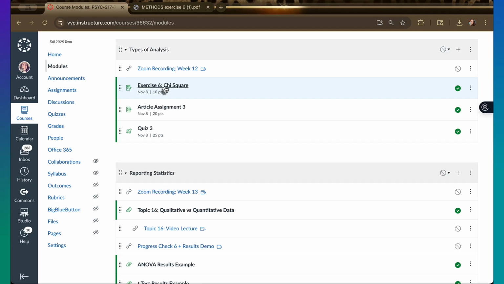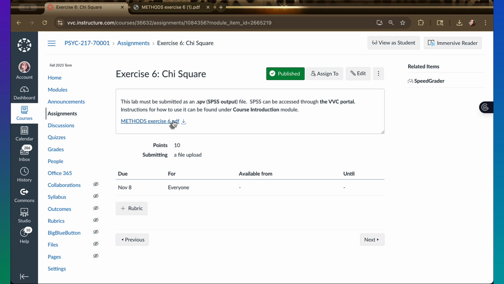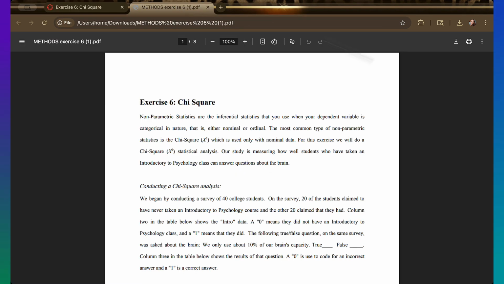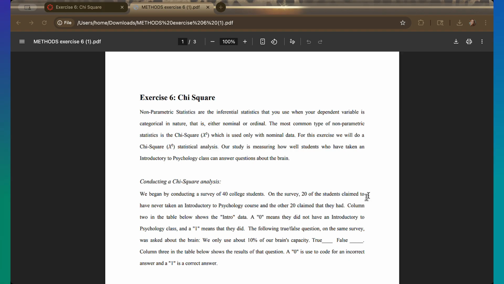All right. So on to the test or the exercise. Again, you do have to do this in SPSS, not Excel, not Google Sheets. Okay. So make sure you do SPSS. So let's look at the instructions. So we are going to learn how to run a chi-square test in SPSS.